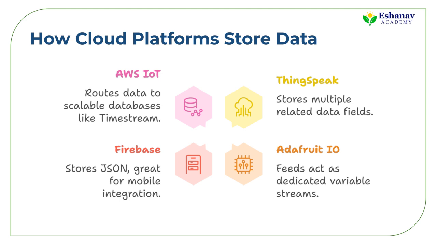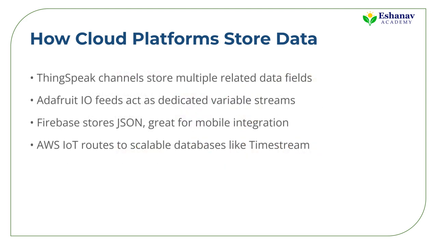Different IoT platforms implement storage in their own way, and choosing wisely can save you headaches. ThingSpeak uses channels, with each channel storing multiple fields like temperature or voltage. Adafruit.io works with feeds, where each feed is a dedicated stream for one variable. Firebase organizes data in JSON-like trees, better for mobile app sync than raw analytics. AWS IoT Core doesn't store much by itself but pipes data into services like DynamoDB or Timestream for serious scale. The important part is recognizing the data structure and limits.